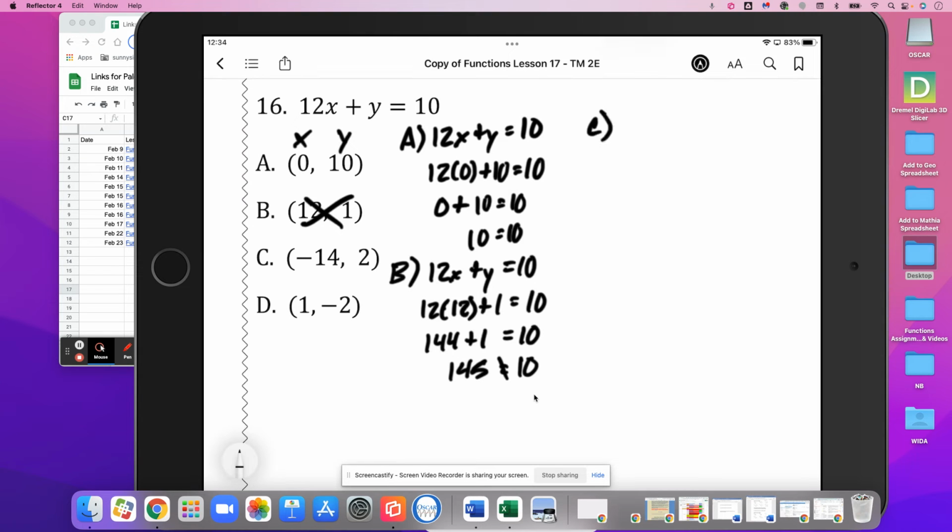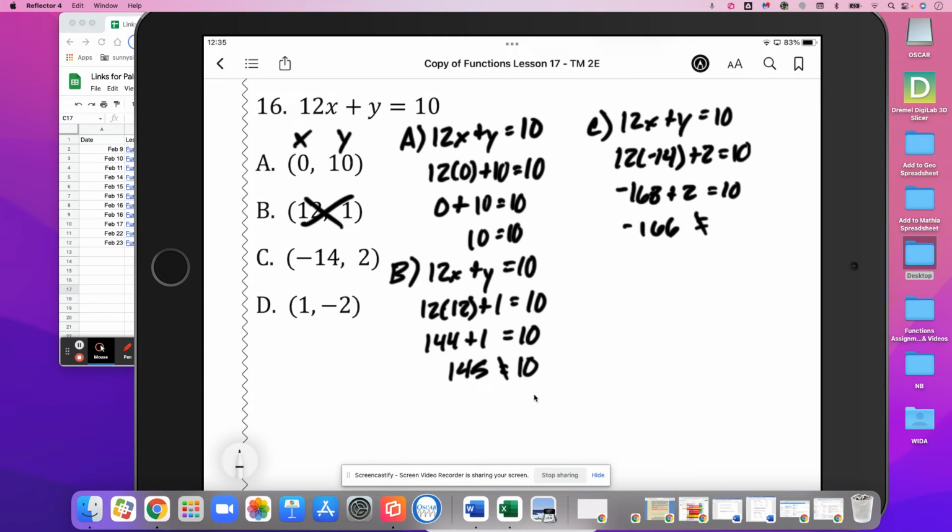C. 12x plus y equals 10. So 12 times negative 14 plus 2 equals 10. And so I don't even know what 12 times negative 14 is. Let's take a look. It's going to be negative 168. So negative 168 plus 2 equals 10. The answer here is going to be no. Negative 166 is not equal to 10. So C does not satisfy the function.